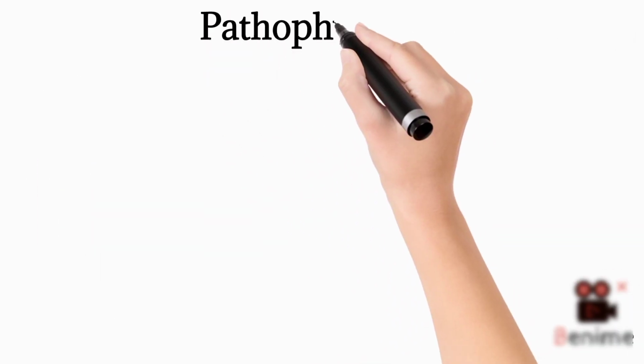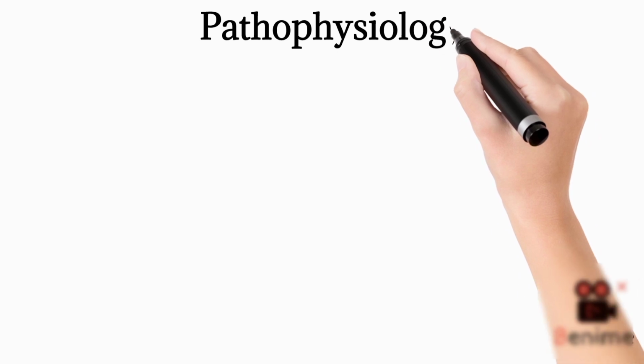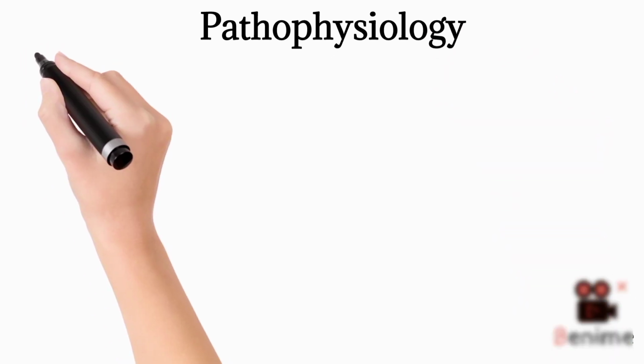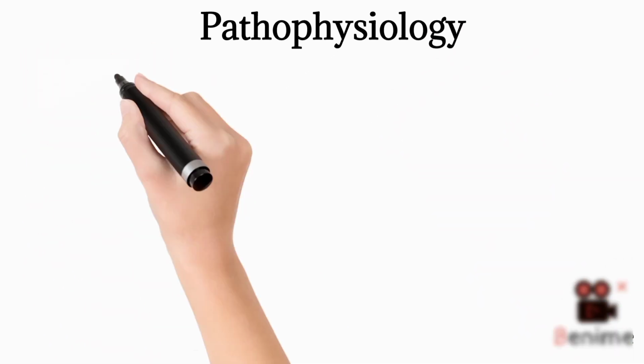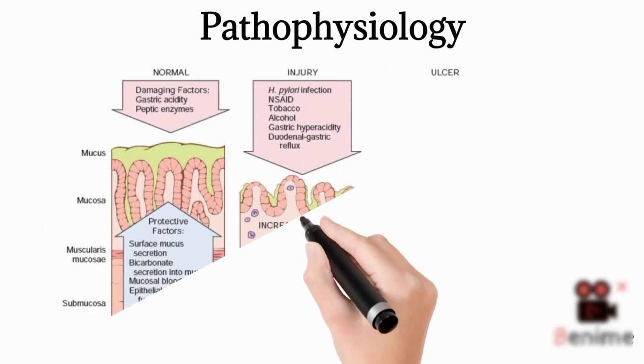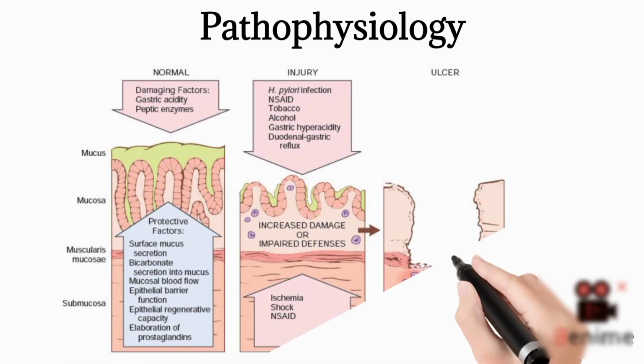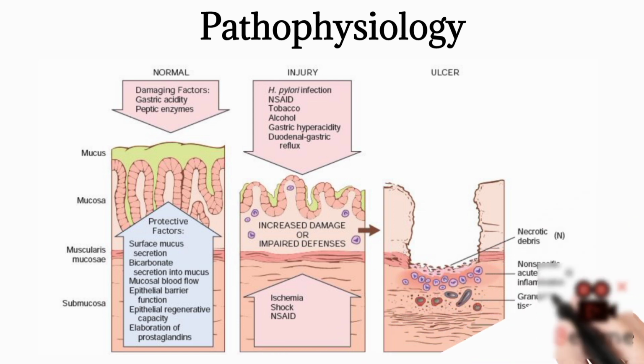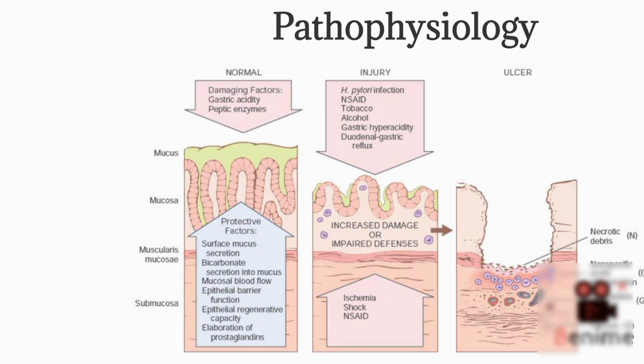Pathophysiology. In fact, there is a balance between the mucus layer and the acid produced in the stomach, but due to some elements like H. pylori and consuming non-steroidal anti-inflammatory drugs, this layer of mucus reduces and therefore exposes the walls of those structures to acid burns, leading to this condition called peptic ulcer.